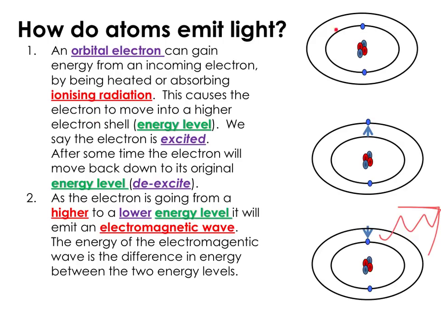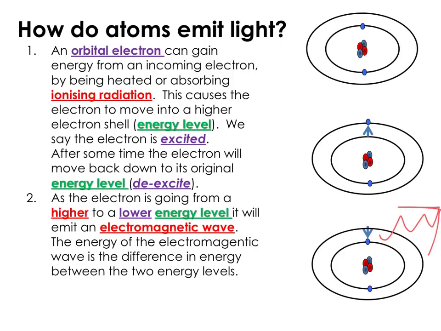So here's our helium in its ground state. What we've got here is this electron's been excited, so it's gained energy, and it's moved up an energy level, or it's moved on to the next electron shell. As you know, electrons don't really like being on the energy level above the ground state. So after some time, the electron will move back down to its original energy level. We call that de-excitation. As the electron goes from a higher to a lower energy level, it will emit an electromagnetic wave. Basically, it's losing energy, and as you know, energy needs to be conserved, so you can't just get rid of that energy, it has to emit it somehow.